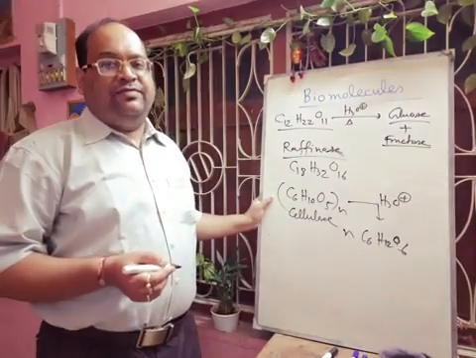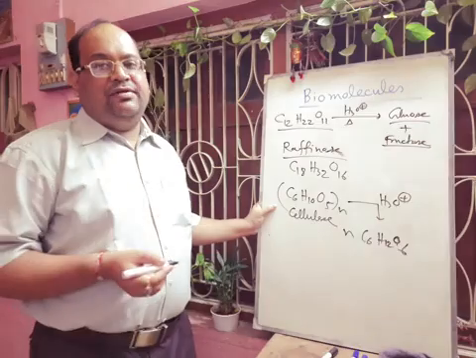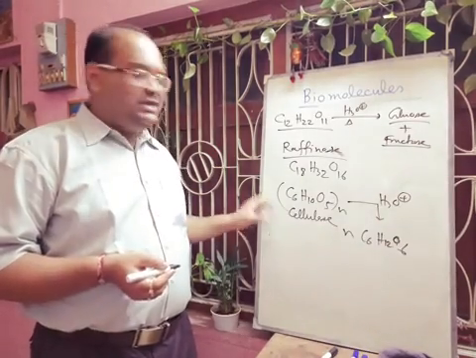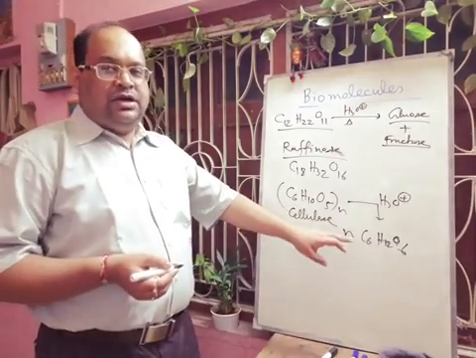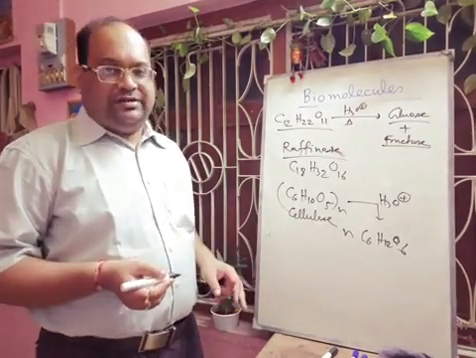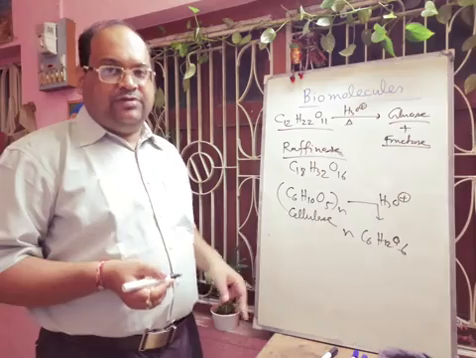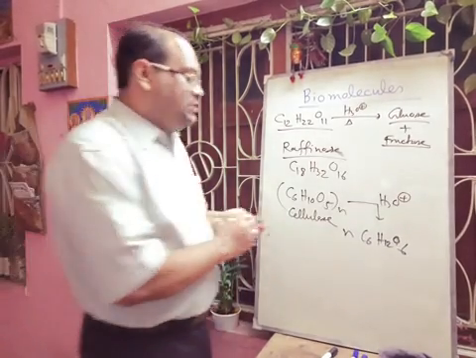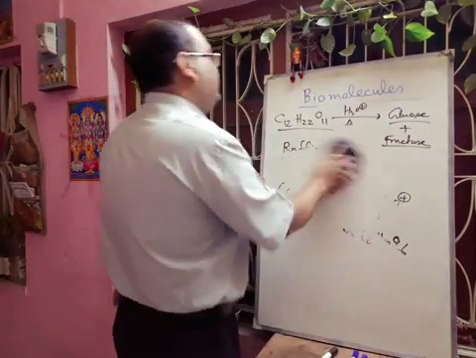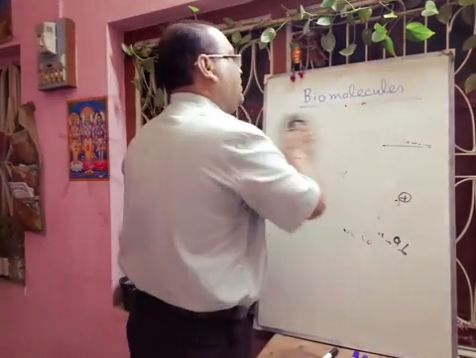Hope you can understand. If we write starch also, it is the same thing. Both structural formulas are the same. Now on hydrolysis we are getting a large number of monosaccharide molecules, or monosaccharide units. That is why they are called polysaccharides. Next we will discuss another classification of carbohydrates.